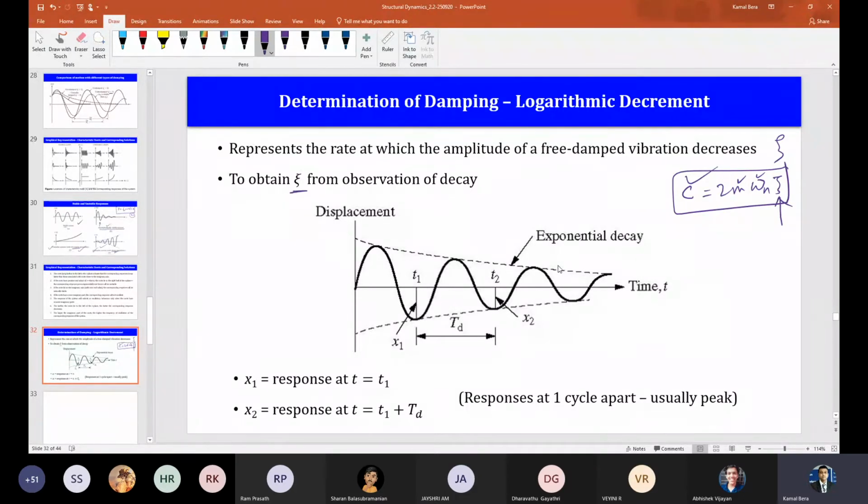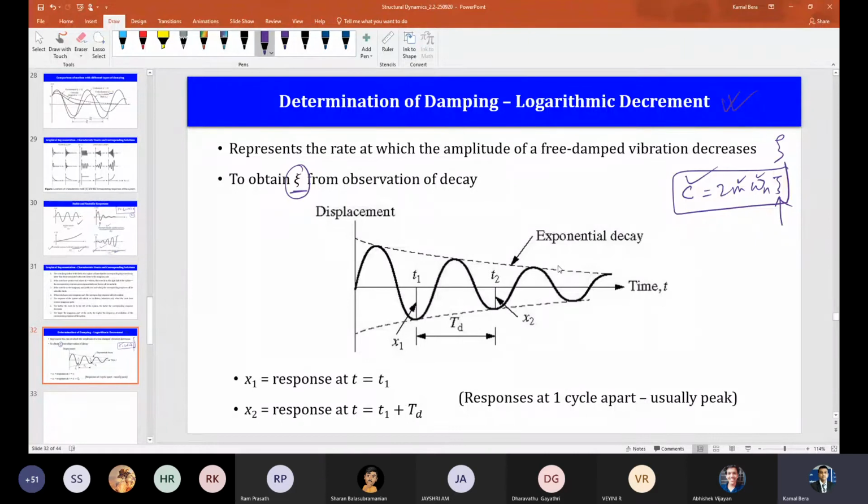Here we introduce a term called logarithmic decrement. Let's see what it is. It basically represents the nature of the decay, or how fast it is decaying, and from that you will find the value of zeta. So what do we have to do here? You see that this is the response of an underdamped system.